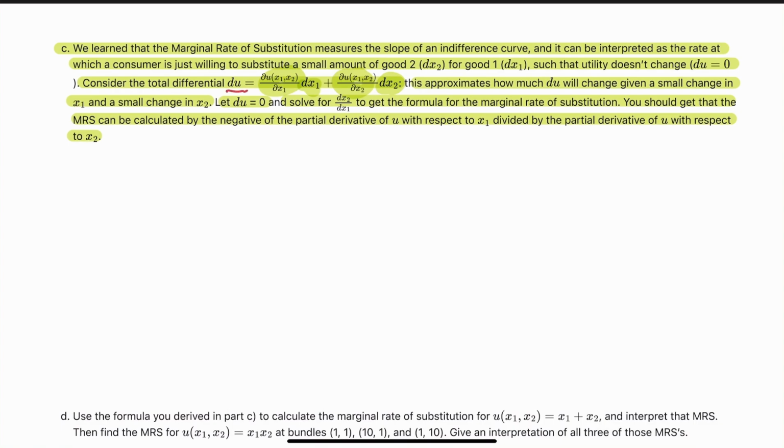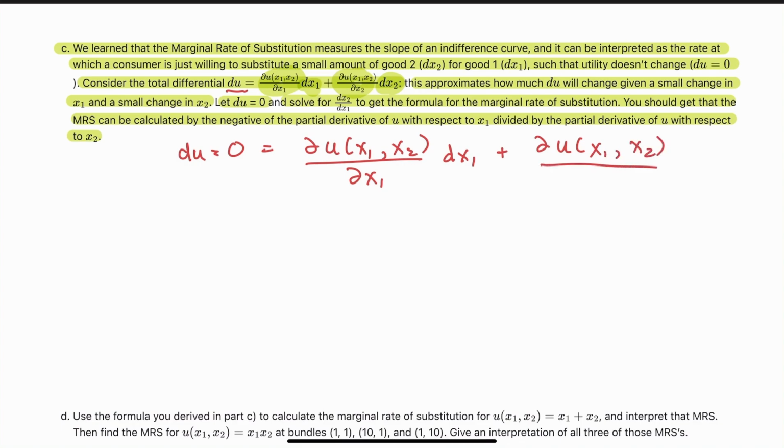We're going to let du be 0. We want changes in x1 and x2 that lead to no change in utility. We're on the same indifference curve. So du will be 0, which will be equal to del u x1 x2 divided by del x1 times dx1 plus del u x1 x2 over del x2 times dx2.